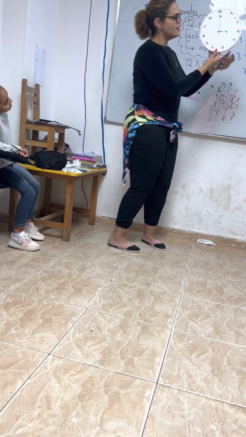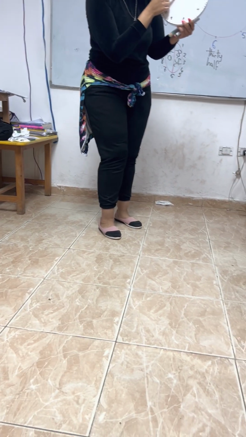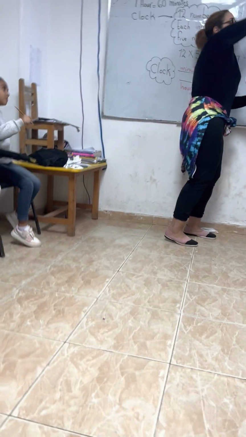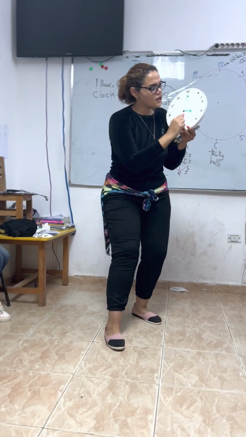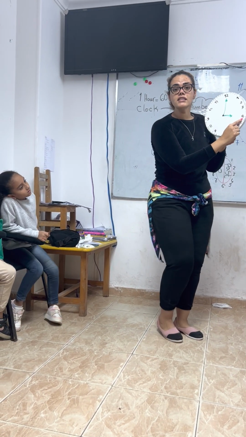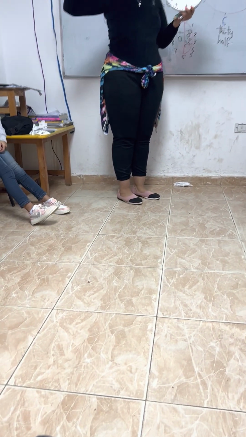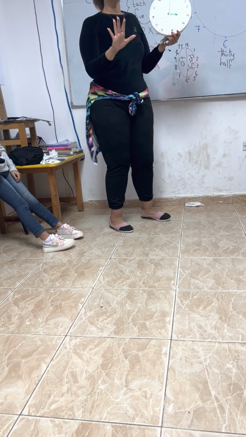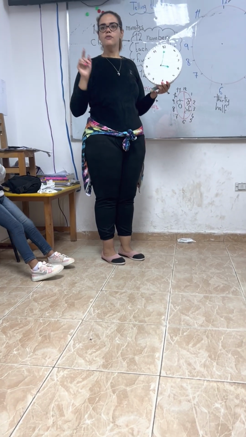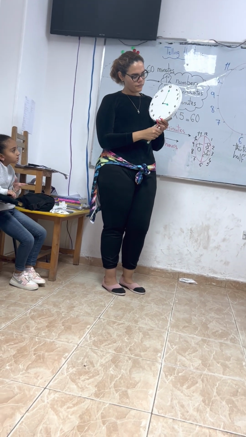So look, listen, here, the biggest arrow points to 12. So we are going to say, okay, what o'clock? So let's look at 4. What is the time? It's 4 o'clock. Or we can write it 4 and 2 zeros.